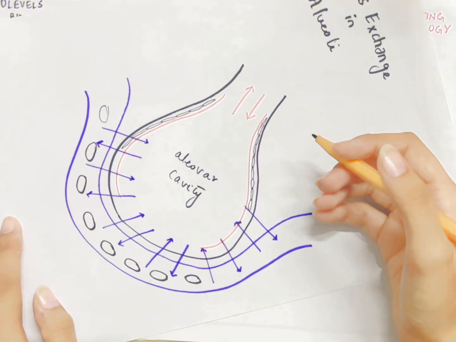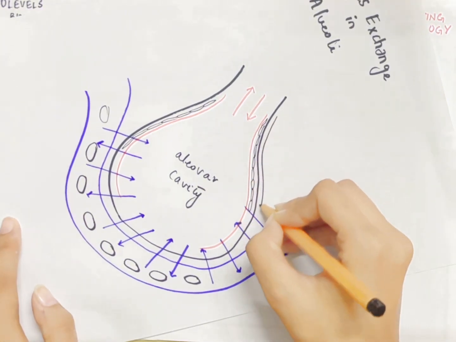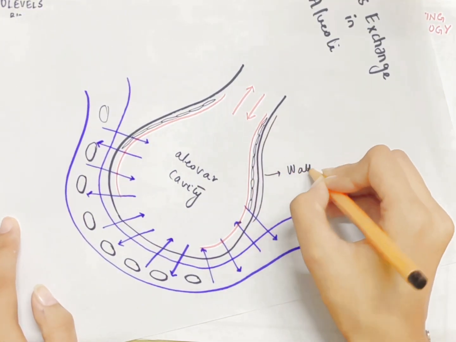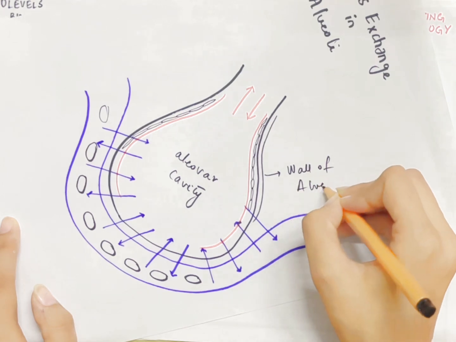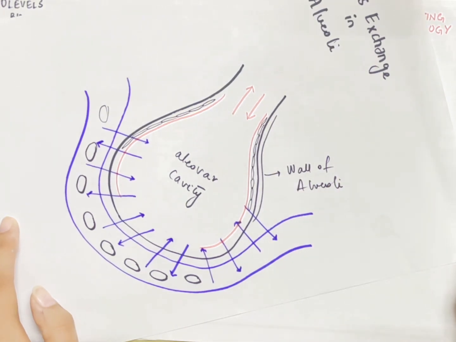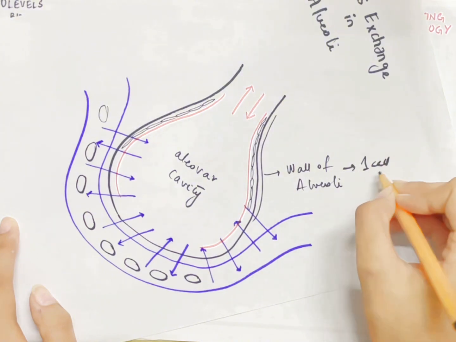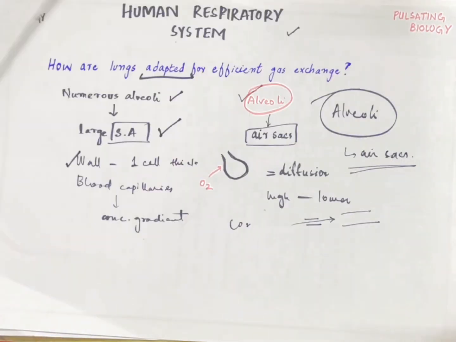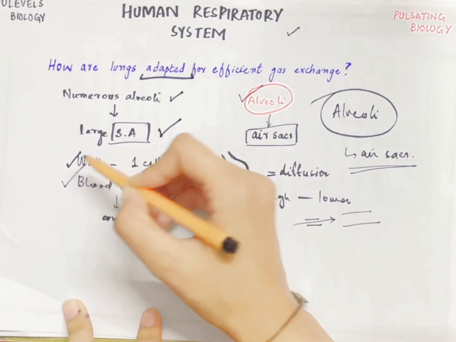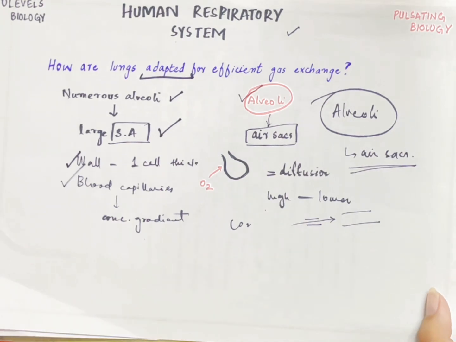The wall of the alveoli protects the alveoli from any sort of injury, and this alveolar wall is almost 1 cell thick, we say. Next, we say that the alveoli are richly supplied by blood capillaries.